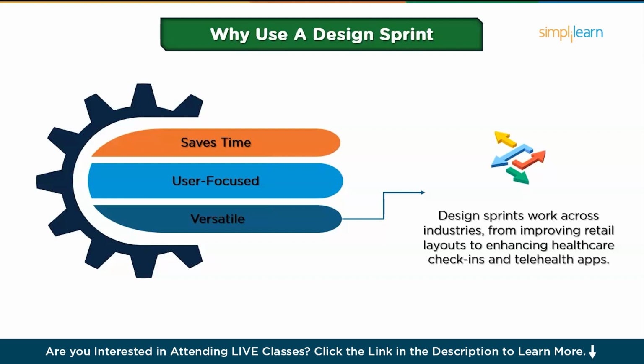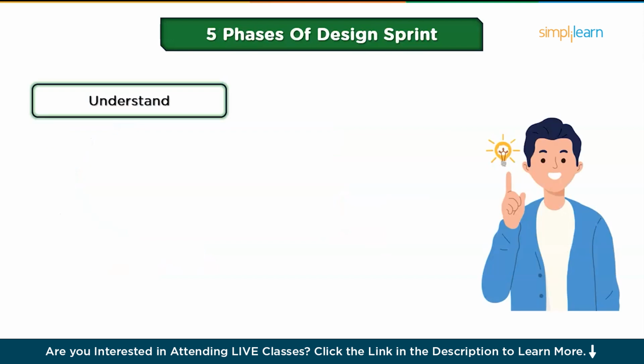So now as we clearly know what a design sprint is and why it is used, let's talk about the 5 phases of a design sprint. So basically, design sprints are divided into 5 phases. Each phase has a clear purpose and helps teams move step by step from understanding the problem to testing a solution. So let's explore each phase now.